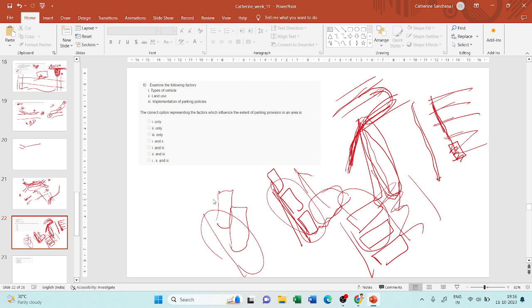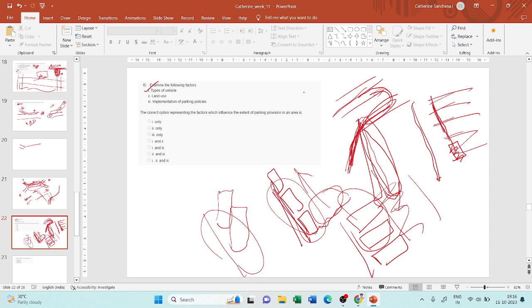If you see, what do you think will affect parking? Will my type of vehicle affect parking? Obviously, if it is a two-wheeler parking area, the area required will be less, and if it is a four-wheeler or a heavy vehicle parking area, then the parking area will be more, right? So types of vehicles, obviously, will have an influence.